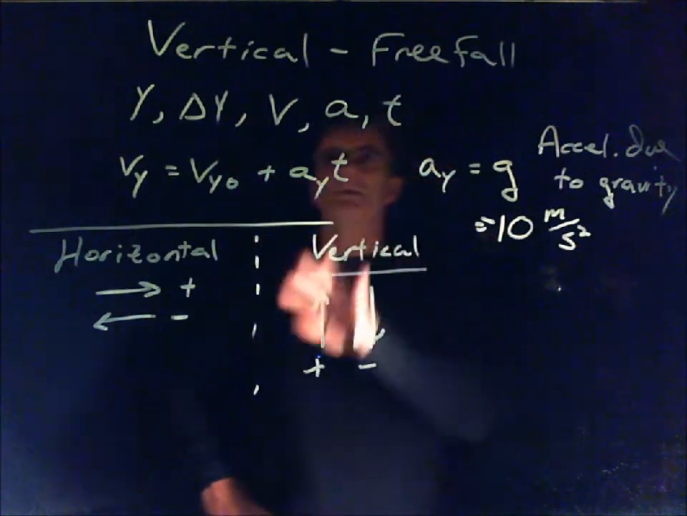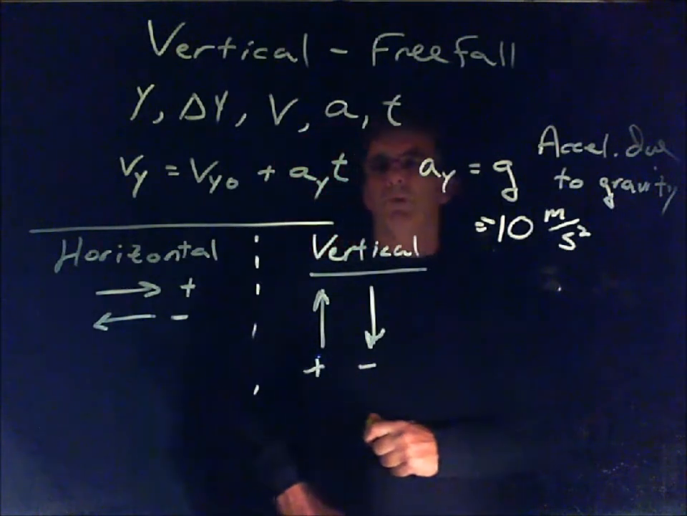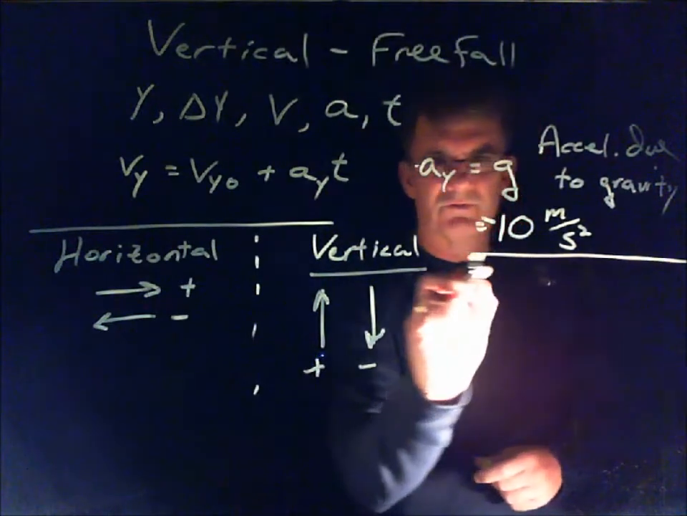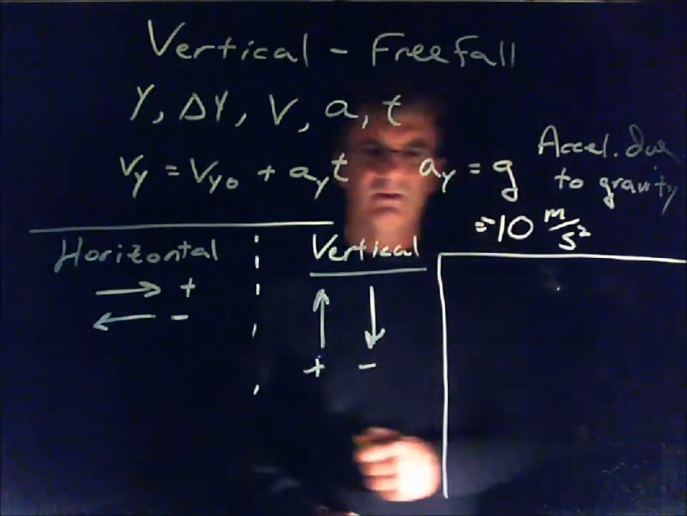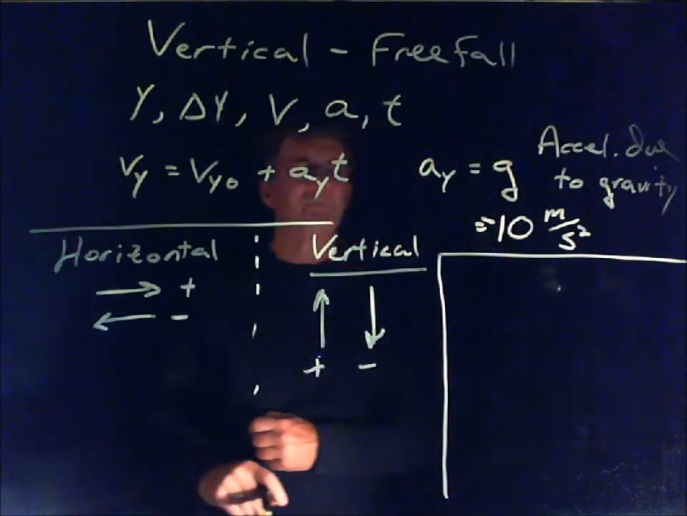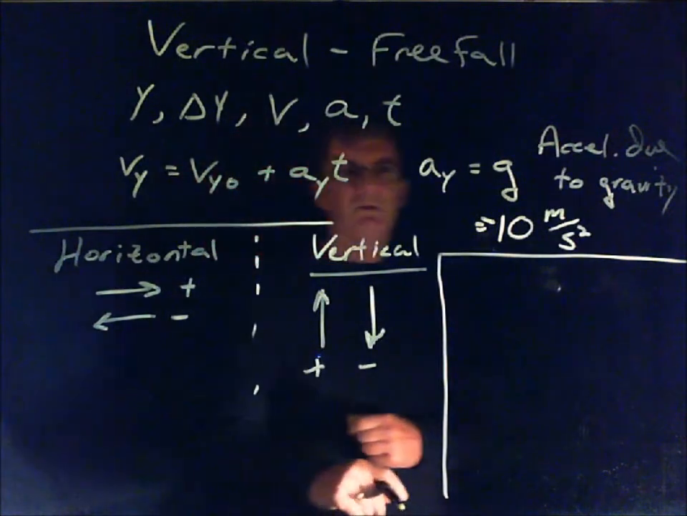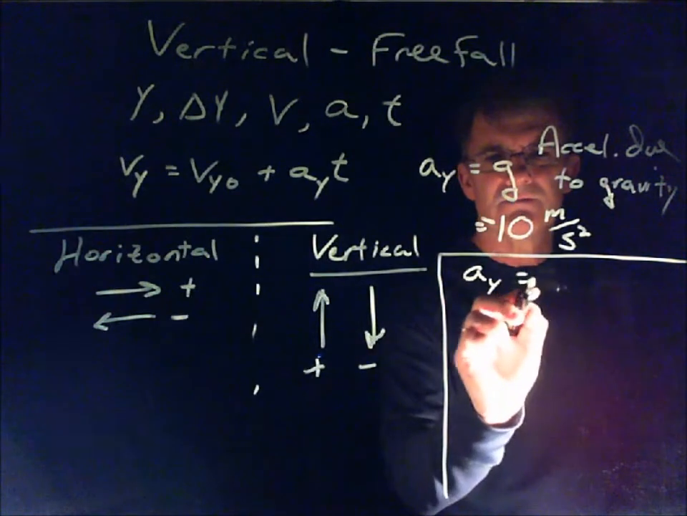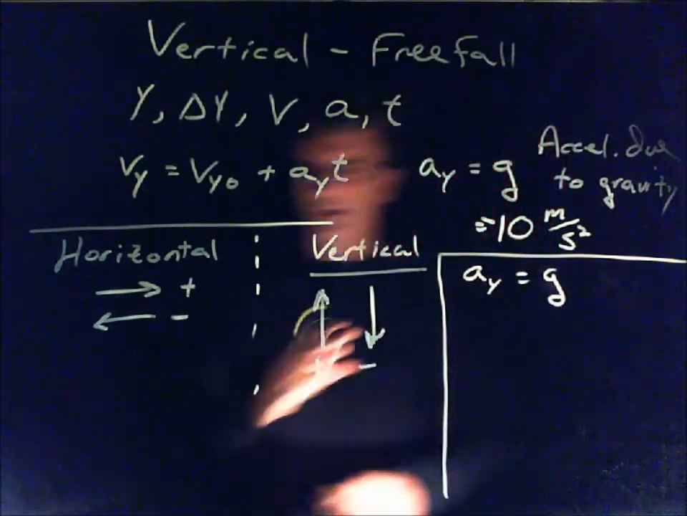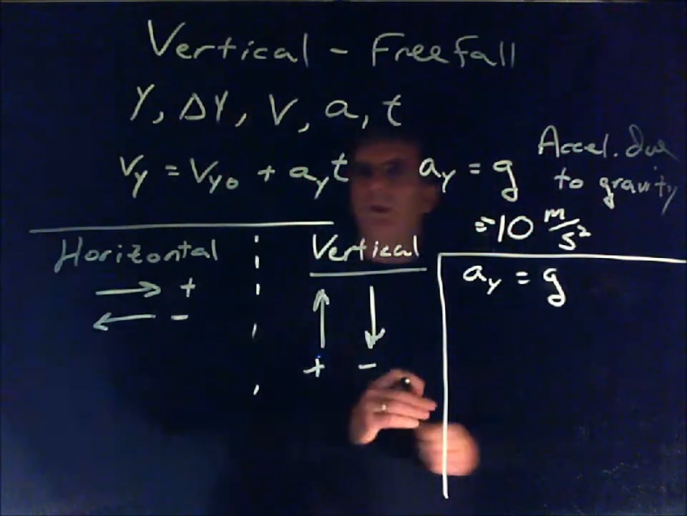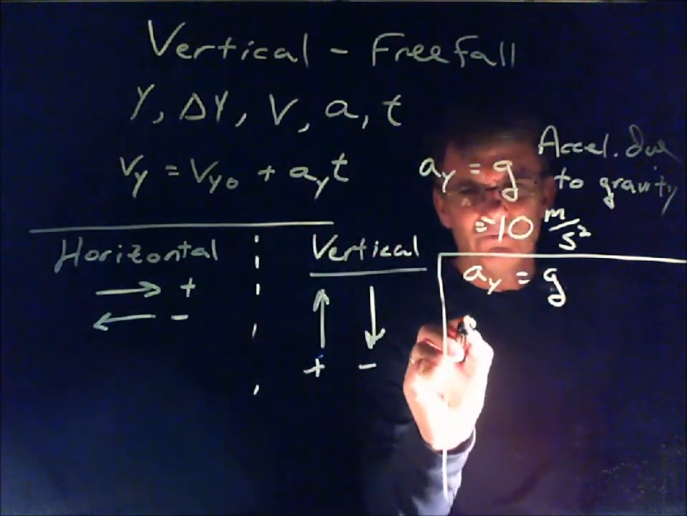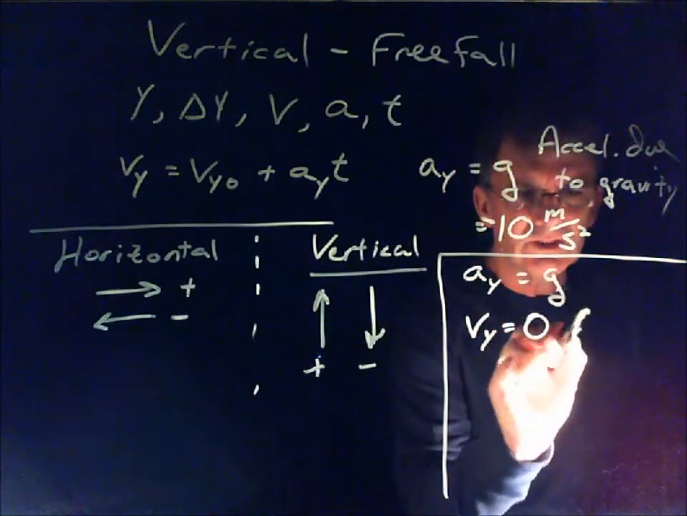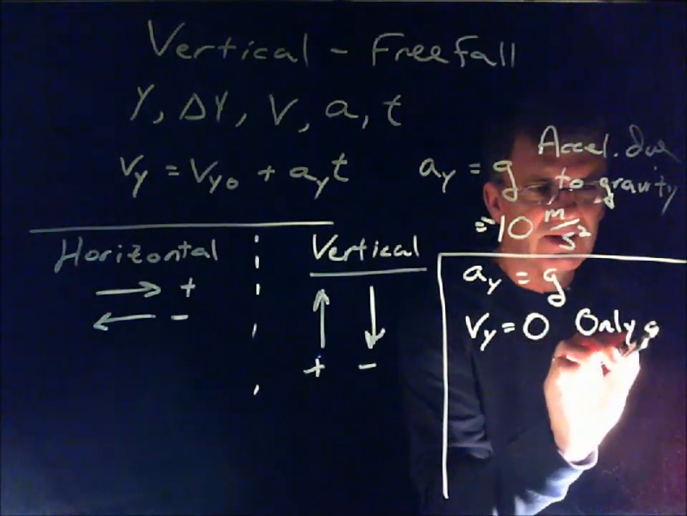So a couple of things about vertical problems that it's important to keep in mind. And I'm going to make these notes over here because I'm running out of room. Acceleration in the y is always g, which is negative 10 meters per second squared. The velocity in the y is 0 only at the top.